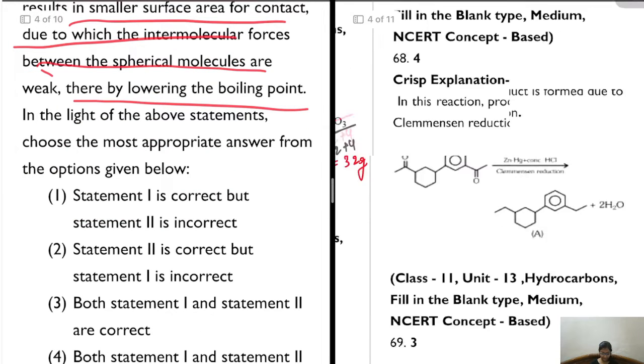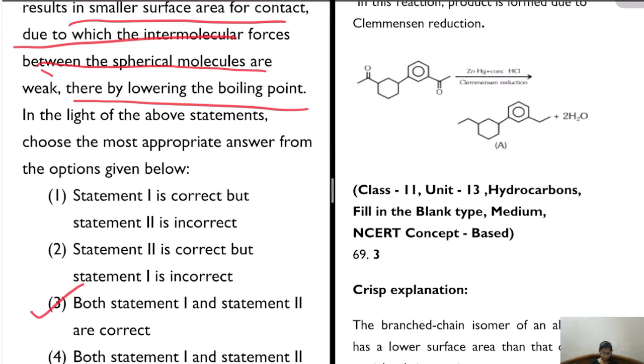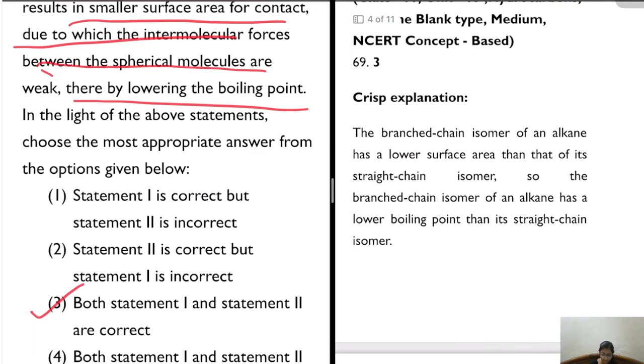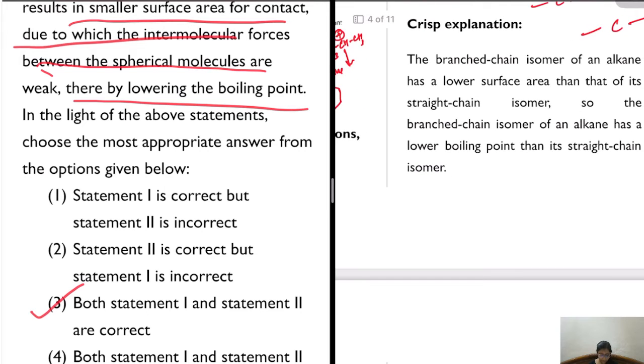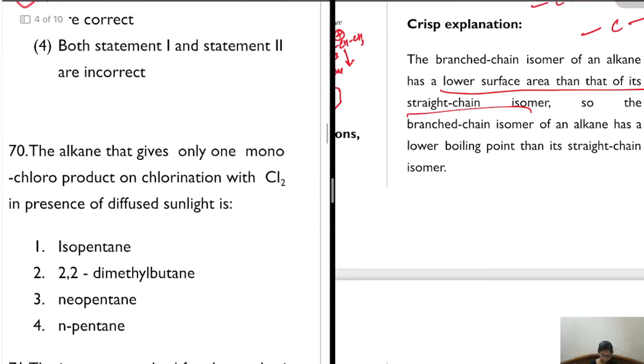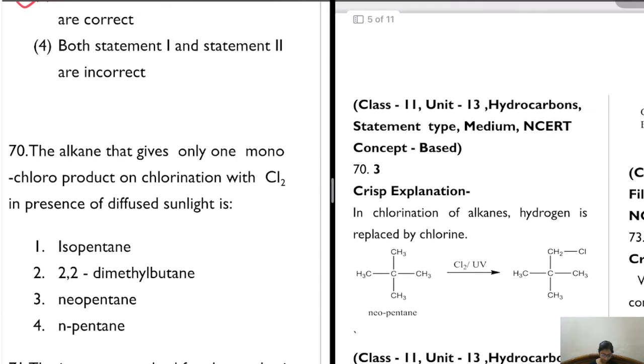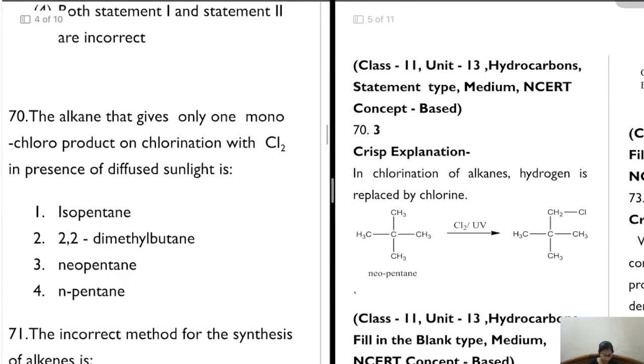See, both the statements are correct here. Why? Because the branched chain, if I have this chain, but then I have this, it has more boiling point. Okay, when branching is there, the boiling point reduces. It decreases. The lower boiling point is there. Why? Because it has a lower surface area than the straight chain isomer. So both the statements are correct. Let's see the next question.